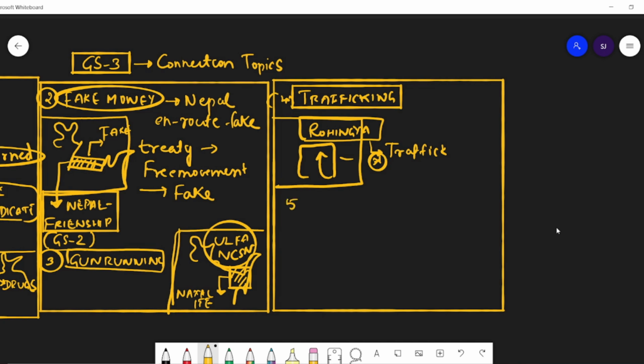Next, see another point. You can talk about India and Sri Lanka also, because it is about the borders with India, and the terrorist networks and the borders with India.